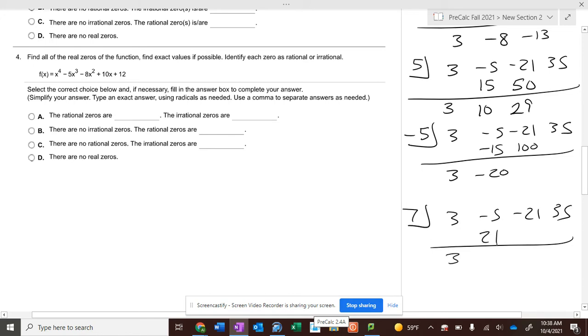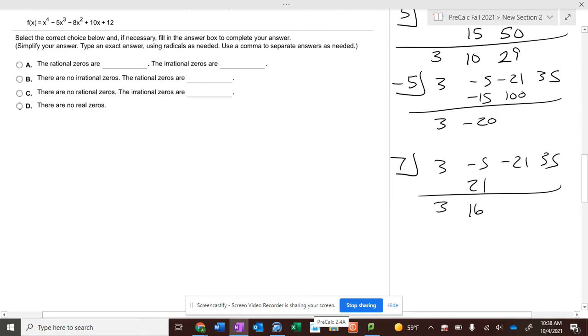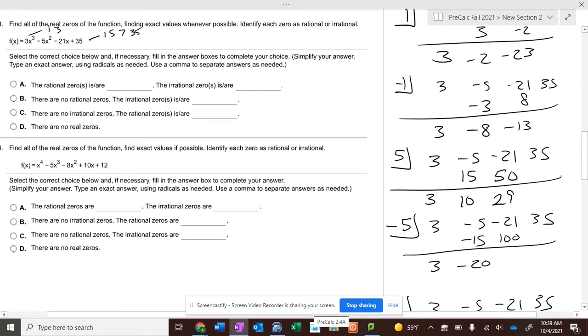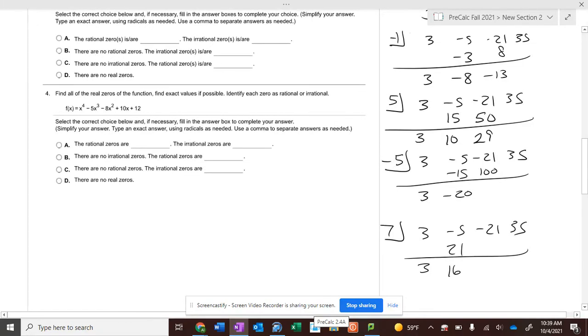3 gives us 21, 16. Really big number. Is it going to work? No. Okay? Because our numbers get too big. If I try -7, I think our numbers are going to get too big, so will 35. Okay? So the last thing I can try is 1/3 and 5/3 if I am really working hard at this.